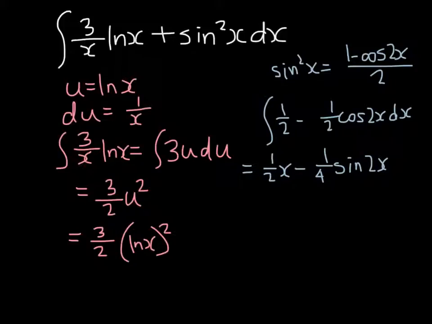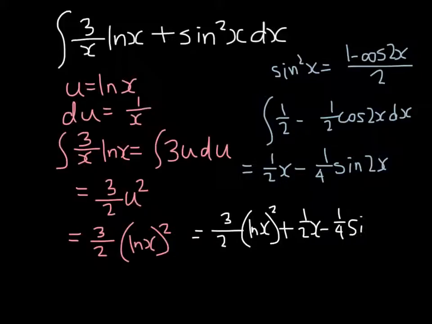Note that we have a 1/4 right here because when you take the derivative of sine 2x, you have to multiply the answer by a 2 from the chain rule. So now that we have these two answers, our final integral is just the sum of these. So our final answer is 3/2 ln x squared plus 1/2 x minus 1/4 sine 2x, and of course plus c.